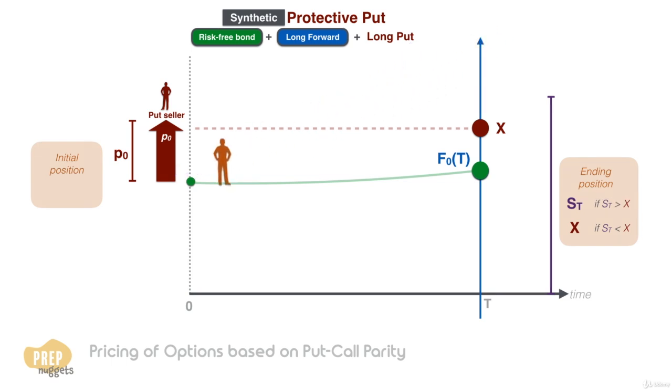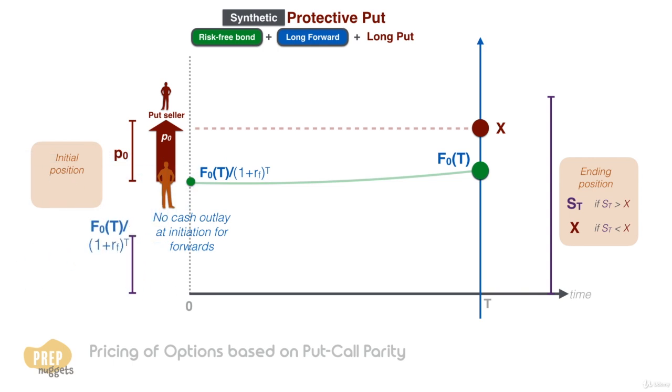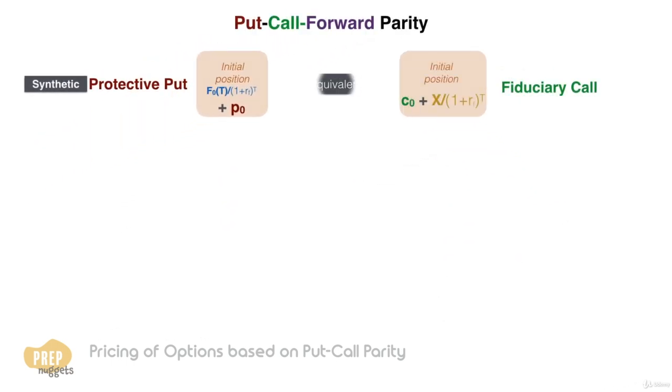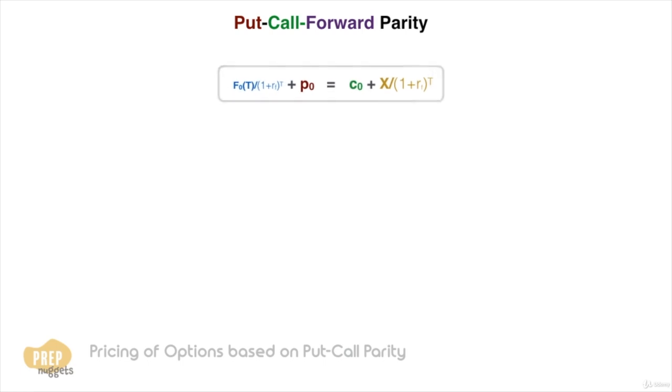Turning back the clock to the initiation, recall that forward contracts, unlike options, do not require any cash outlay. So for this strategy, the cash outlay is only the premium paid for the put option, P0, and the amount used to purchase the risk-free bond. This amount is the present value of the forward price. Since the ending position of a synthetic protective put is the same as that of a protective put, we can conclude that the synthetic protective put is equivalent to the fiduciary call strategy as well. So here we derive the put-call forward parity relationship.